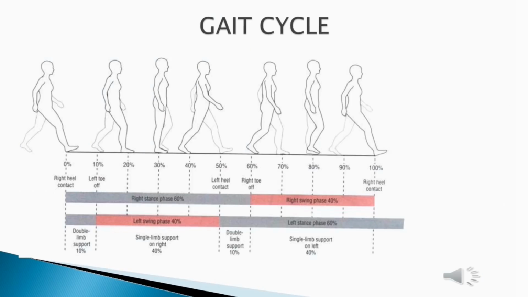So here we have a diagram of the typical gait cycle, and what I want to do is simplify this diagram for you. We're going to approach the gait cycle from a layman's perspective, only to the depth as required by the AMA guides. Now the AMA guides are interesting.